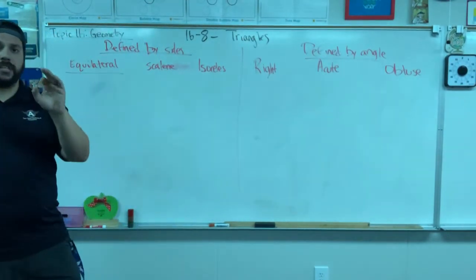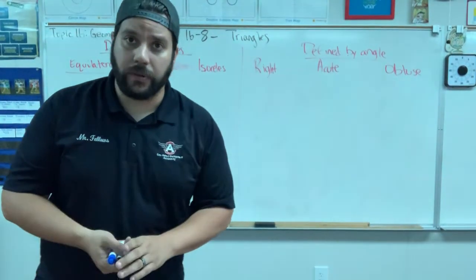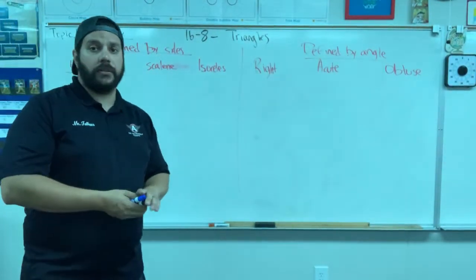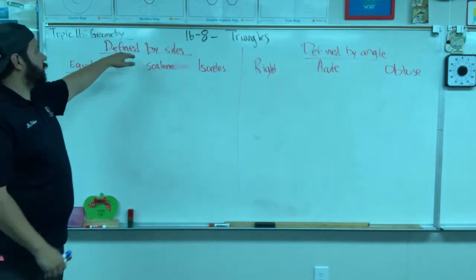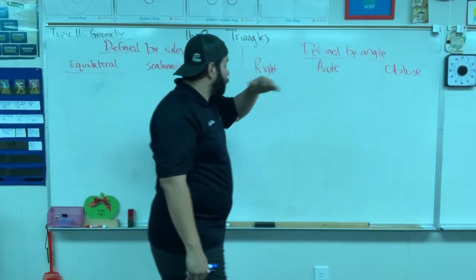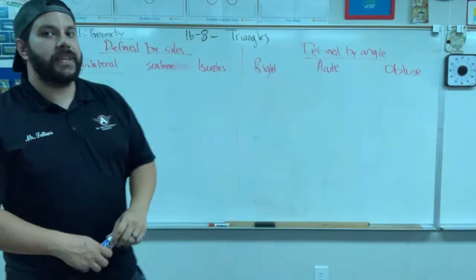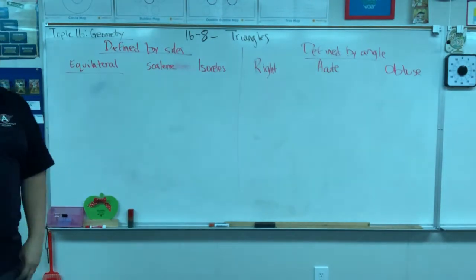But there are two different ways in which you can classify triangles, because not all triangles are the same. So you can define a triangle by its sides, and we'll go over those. You can also define a triangle by its angles, all right? So let's begin. We're going to work our way just across here.